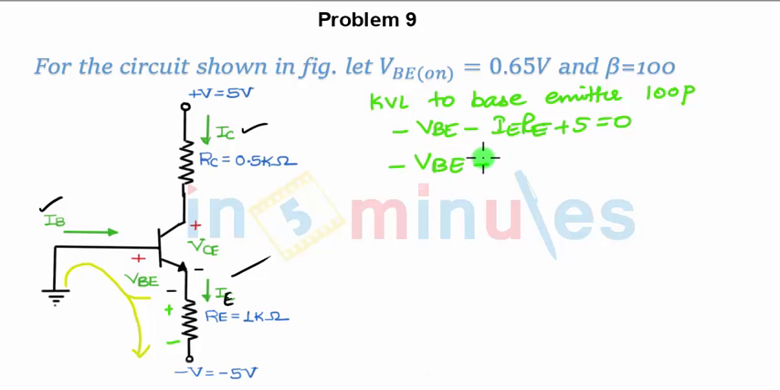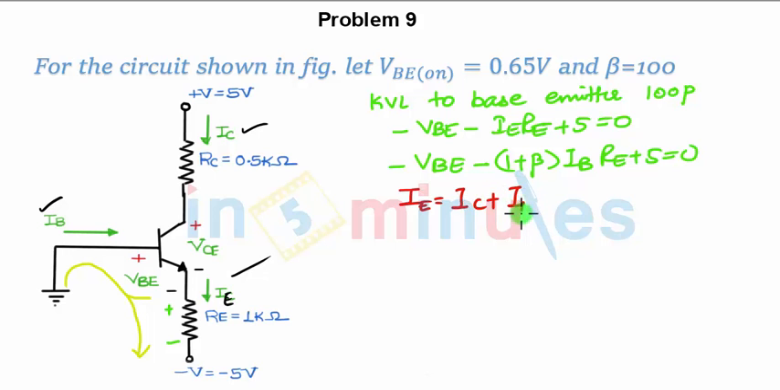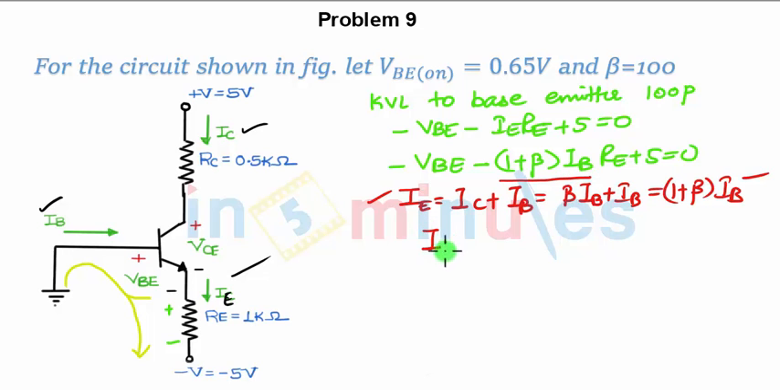So minus VBE, instead of IE I can write it as (1 plus beta) IB into RE plus 5 equals 0. Now why 1 plus beta? I can write IE as IC plus IB. IC can again be written as beta IB. IB I am keeping as it is. So when you simplify, it will be (1 plus beta) IB. So I can write IE as (1 plus beta) IB, which has been written over here. So you can find the value of IB.